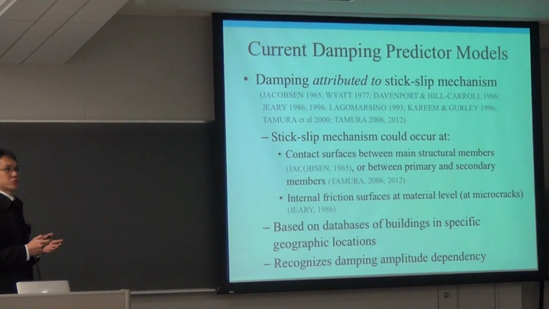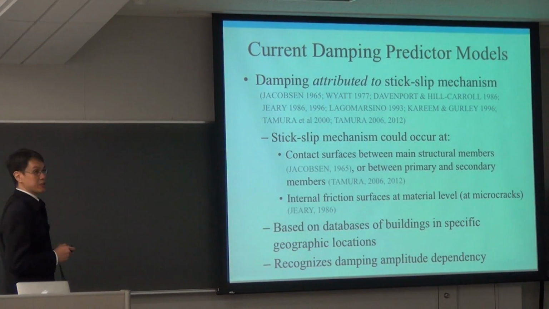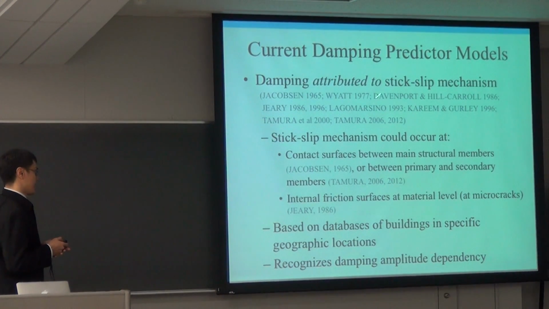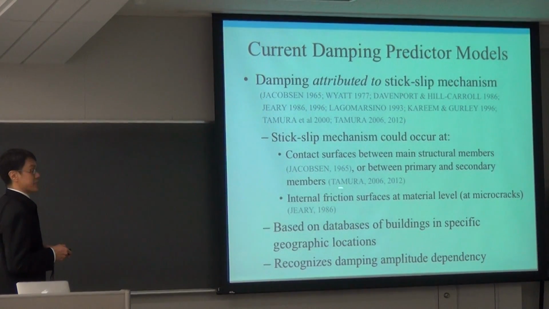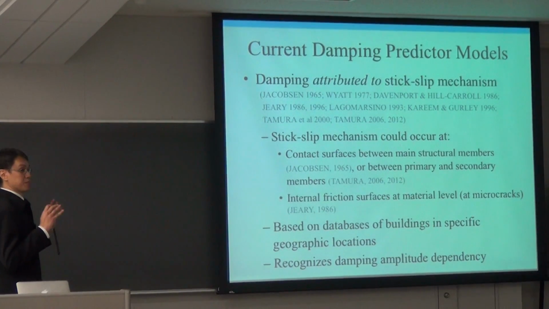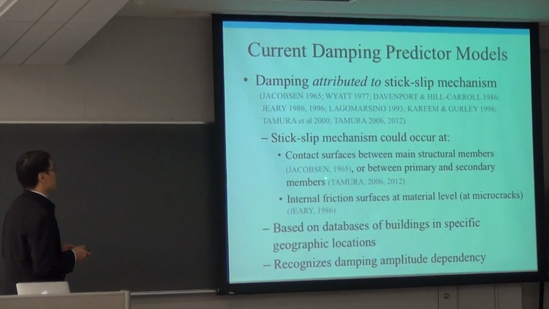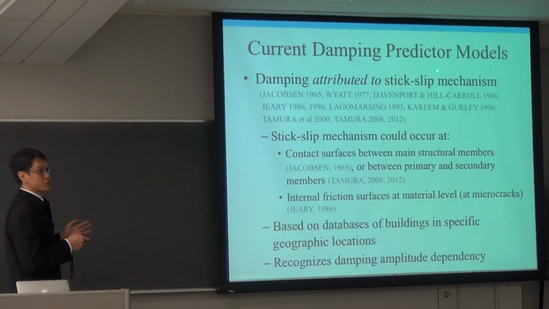But newer damping predictor models, such as those that we use now, attribute damping to what is called stick-slip mechanism. So these are some of the references that talk about damping associated with stick-slip mechanism, which could occur at, let's say, contact surfaces between main structural members or between primary and secondary members. It could also occur, as Jerry said, at internal friction surfaces at the material level, or for example at micro cracks, even for steel and concrete, basically microscopic cracks. But so these current models basically just attributed damping to stick-slip mechanism.